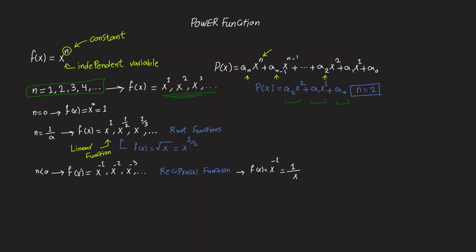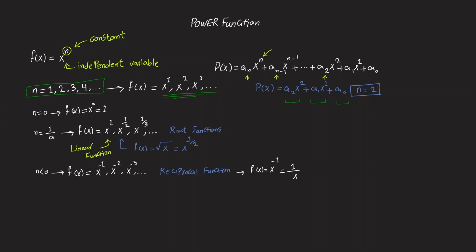If n is equal to 0, we get f of x equals x to the power of 0, which is 1. If n is equal to 1, 2, 3, and 4, and so on, where n is bigger than 0, we get x to the power of 1, x to the power of 2, x to the power of 3, which are basically polynomial functions.